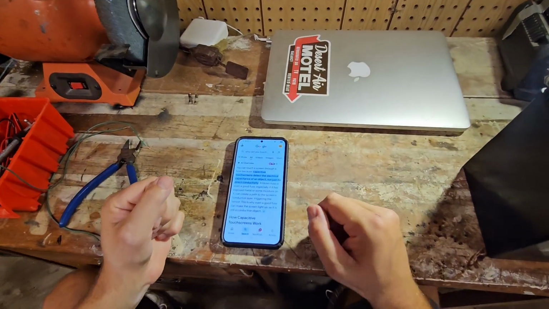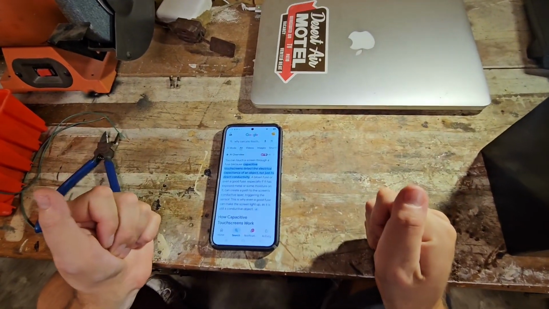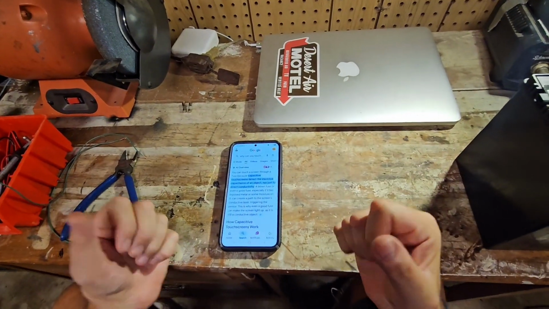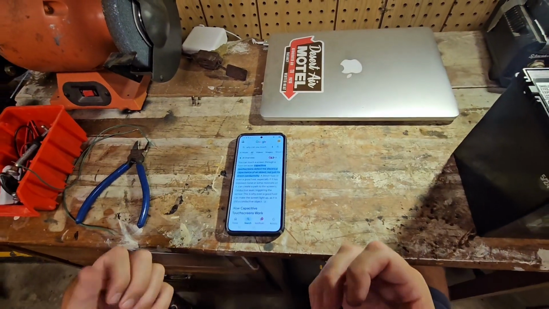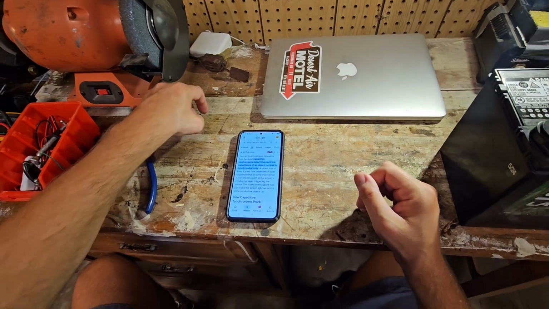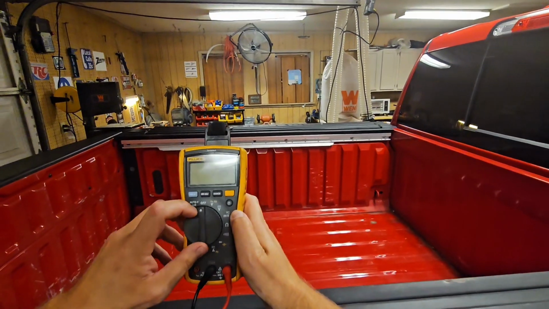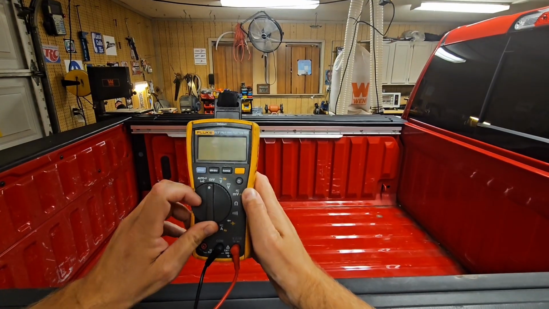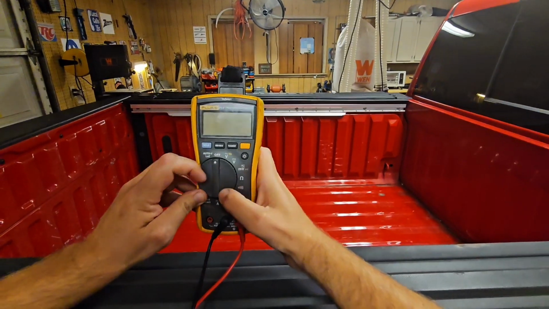The reason for this is because it's a capacitive touchscreen. It detects the electrical capacitance of an object. It's not just direct conductivity. Isn't that pretty cool? Let's talk about electricity and start out by knowing the basics of your meter.